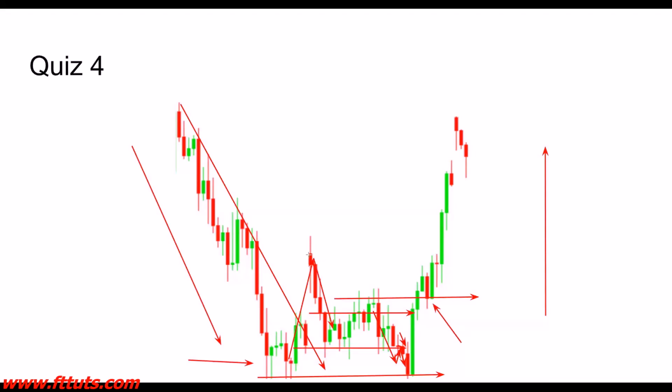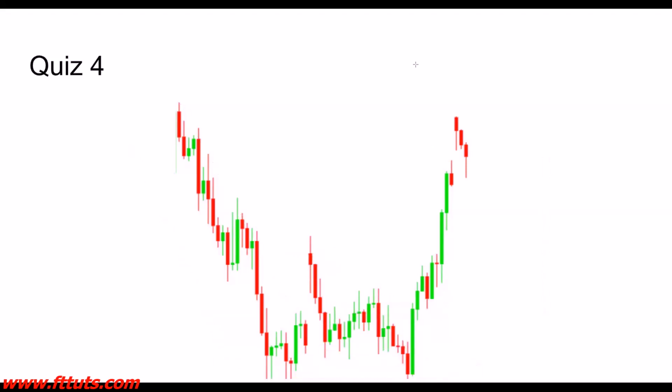Very good. Just because price hasn't broken this structure high, does this mean that we cannot take a sell based on this information? Can we take a sell based on this information here, or a buy? A buy. Yeah, we could take a buy based on everything that we've just put together.